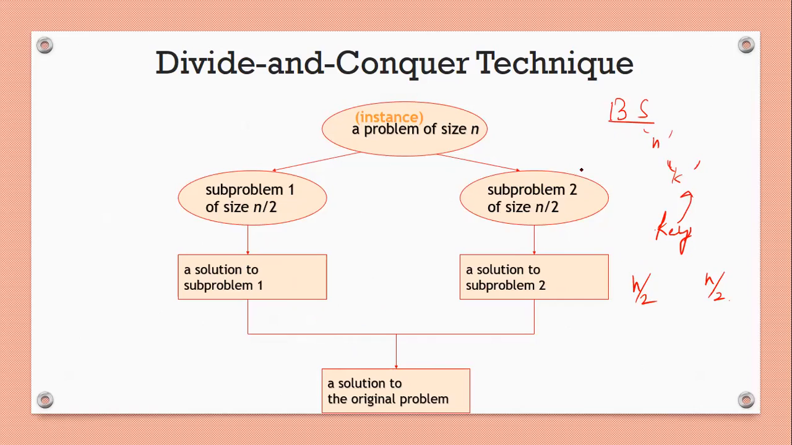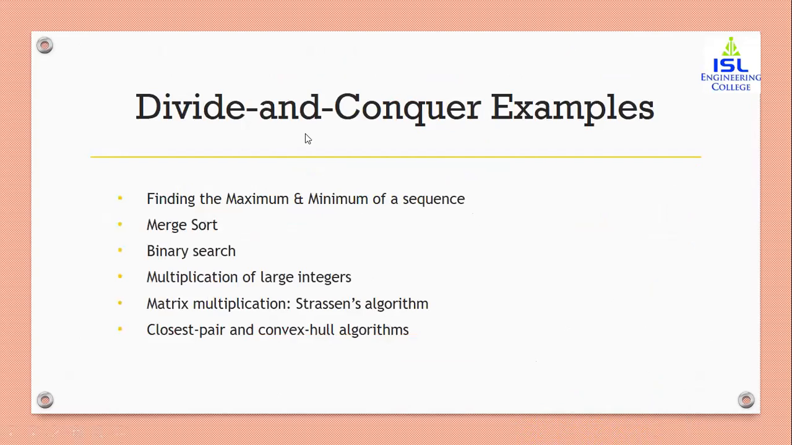Suppose if in this side we again have to divide it into two parts, again this subproblem will be divided into two subproblems. So this is done recursively. So this is the technique for divide and conquer, just with the help of a diagram or a flowchart actually. So this generally leads to a recursive algorithm.